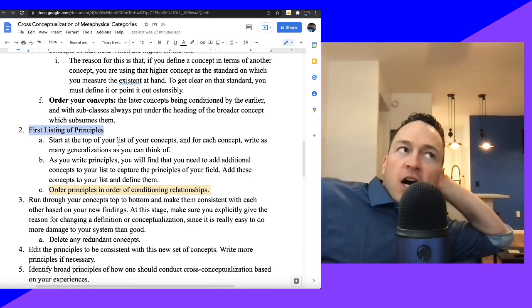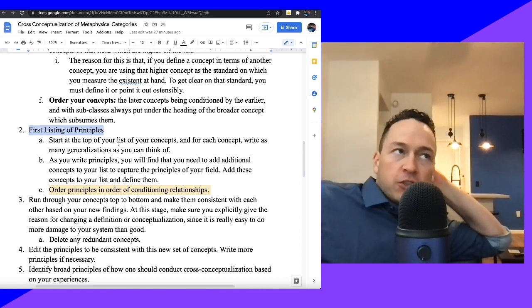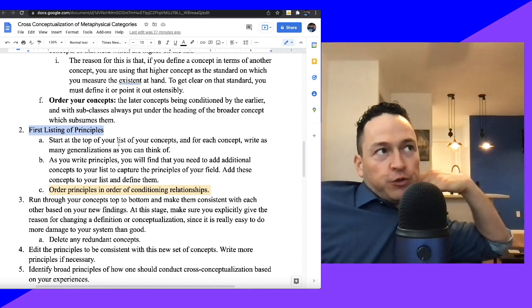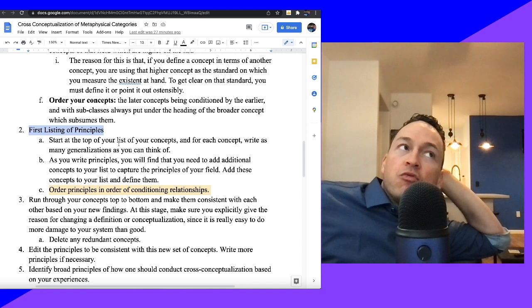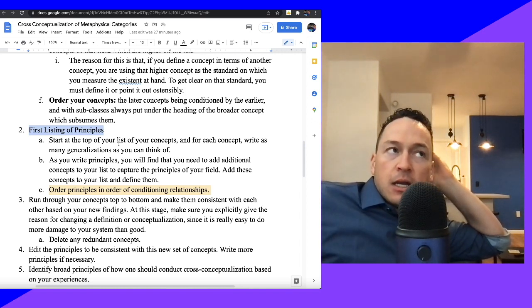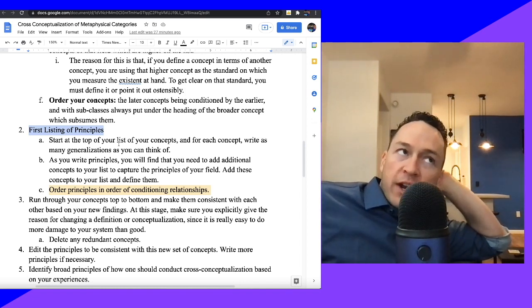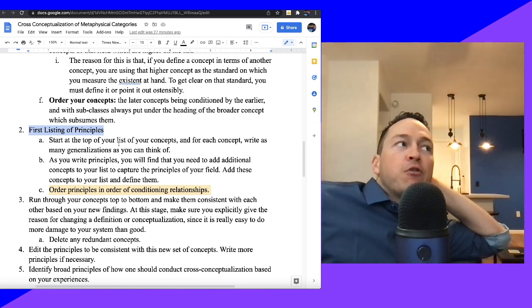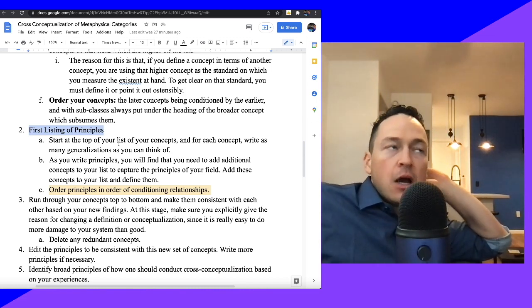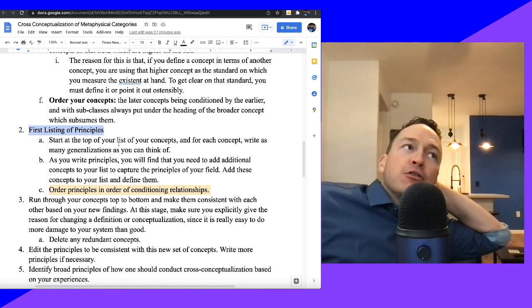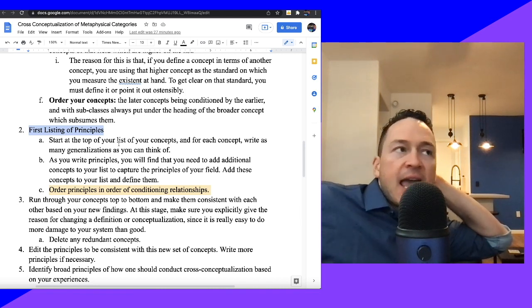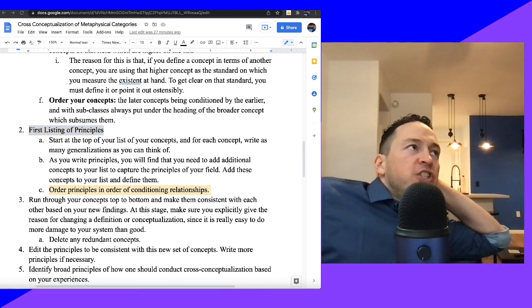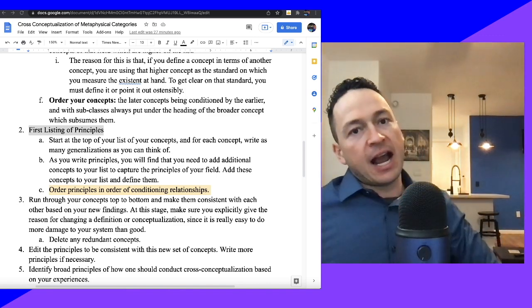The purpose of the cross-conceptualization exercise is not just to form concepts. Really, this whole exercise, the conceptualizing part is only one aspect. The other aspect is the formation of propositions, which allow us to capture the facts of that field, okay? So really you can think of this whole process as a procedure for integrating our knowledge.